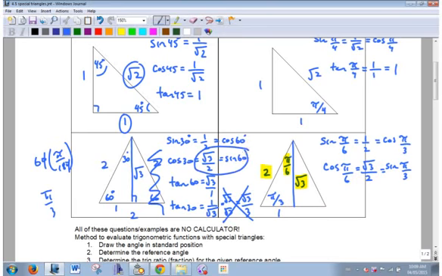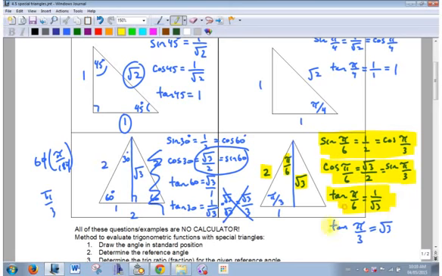So that's sine and cosine for our special angles. The only other one I don't have is tangent. Okay, tan of 30 degrees or pi over 6 is O over A. And tan of 60 degrees, which is pi over 3, is just root 3 over 1, which is just root 3. Okay.